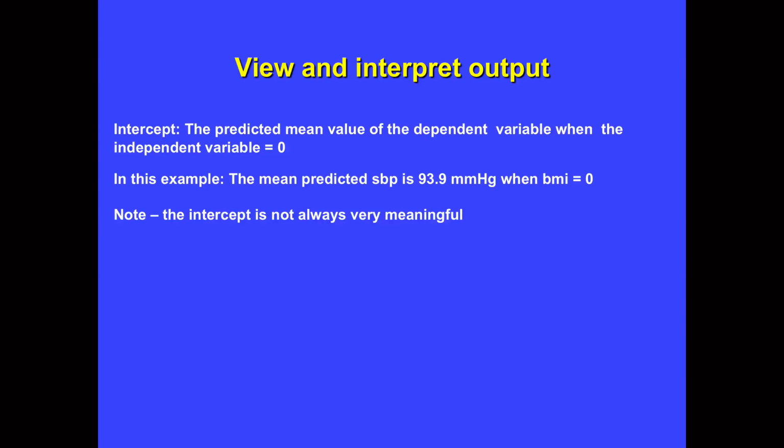We also noted what the meaning of the intercept was. This, again, is simply the mean value of the dependent variable when the independent variable is set to 0. And in many situations, the intercept is not always very meaningful.